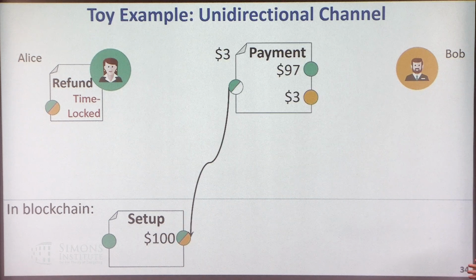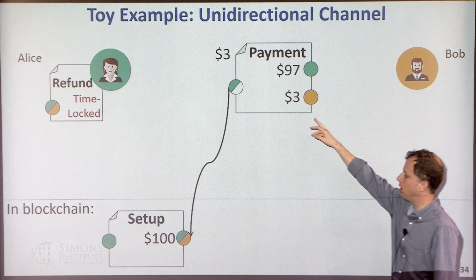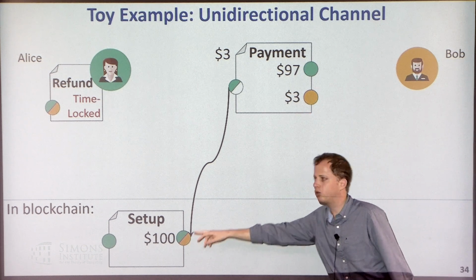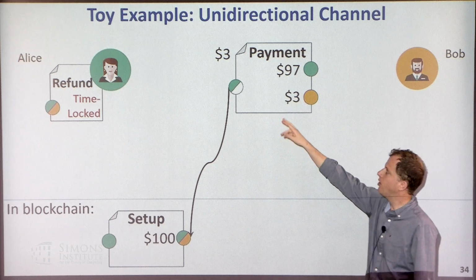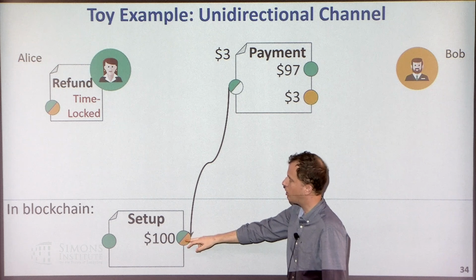What we're trying to do is a payment channel. With the payment channel, say Alice wants to pay $3 to Bob. She creates this transaction that pays Bob $3 out of her deposit of $100 and sends the 97 back to Alice. This requires 2 signatures, from Alice and from Bob.